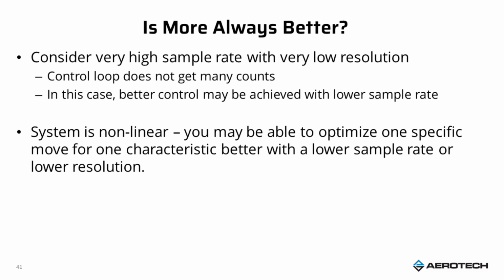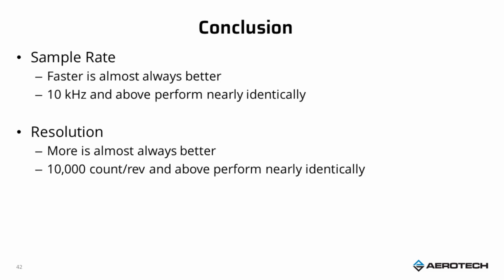I didn't mention it, but there's a flattening of the gain curve in the frequency response, and that shows me there's friction in the system. And so that friction might actually work to your advantage at a lower resolution for some moves, but not for all moves. And so my overall conclusion is, well, for sample rate, yeah, faster is almost always better. For resolution, more is almost always better. From the data I collected, I saw nearly identical performance at 10 kilohertz and above and 10,000 counts and above.